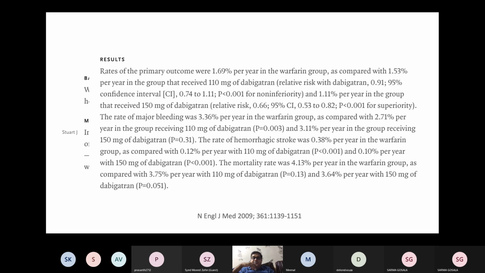The rate of major bleeding was 3.36% per year in the warfarin group, as compared to 2.71% per year in the group receiving 110 milligrams, and almost comparable to warfarin in the 150 milligram group, which was 3.11%. The rate of hemorrhagic stroke was 0.38% in the warfarin group, as compared to 0.12% with 110 milligrams of dabigatran, which is statistically significant, and 0.10% per year with 150 milligrams, which is also significant. The mortality rate was 4.3% per year in the warfarin group, as compared to 3.75% per year with 110 milligrams of dabigatran, and in the 150 milligram group it was 3.64%.